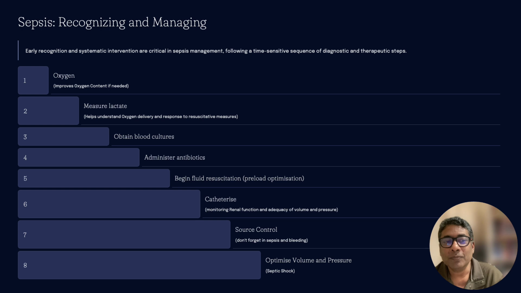That's what you're trying to achieve. You're trying to optimize oxygen delivery, you're trying to optimize volume and pressure, preserve the organs, and ensure you have blood cultures and antibiotics. This is what you're trying to achieve. So it's a good idea to ask yourself at the end of it, have I optimized the volume and pressure? If you can't optimize the volume and pressure, then you better call ITU, because you won't be able to do it. You're limited in your ward environment or even ED environment. So call intensive care.